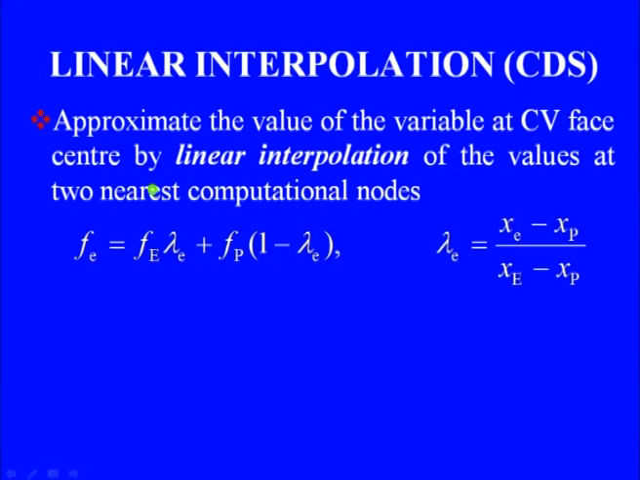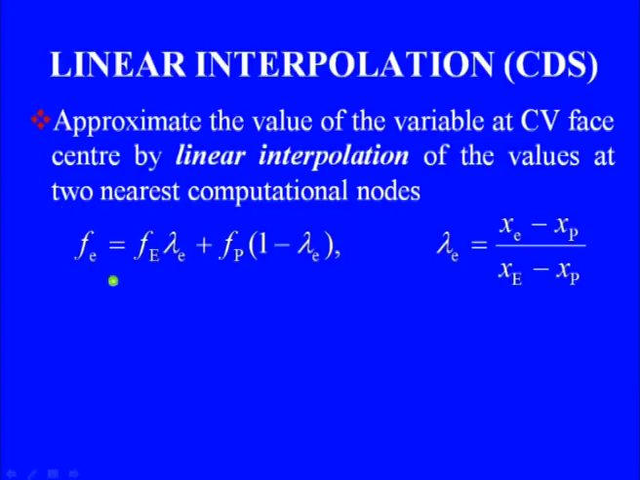We will see very shortly what is the correlation between the central difference scheme which we have learnt earlier in the finite difference module and the simple linear interpolation. So, now here we approximate the value of a variable at the cell control volume face center by linear interpolation of the values at two nearest computational nodes.